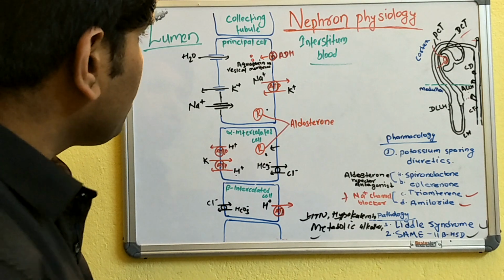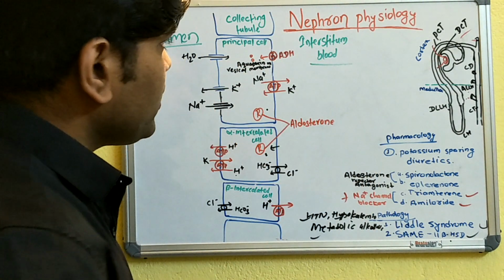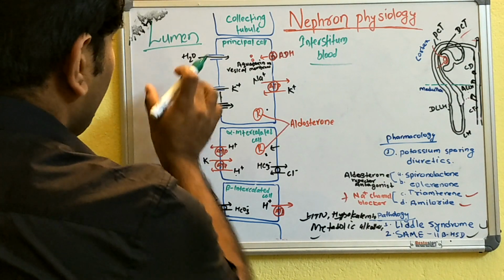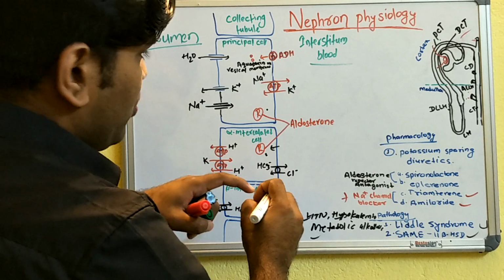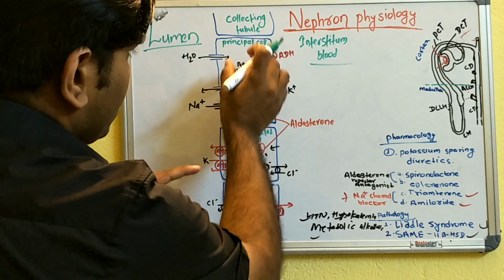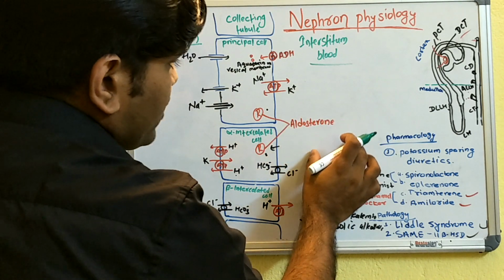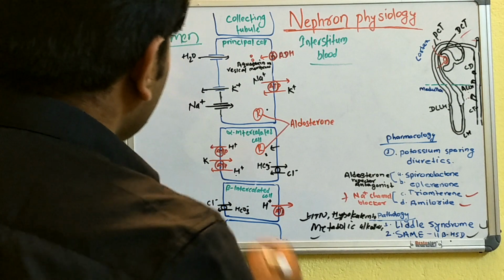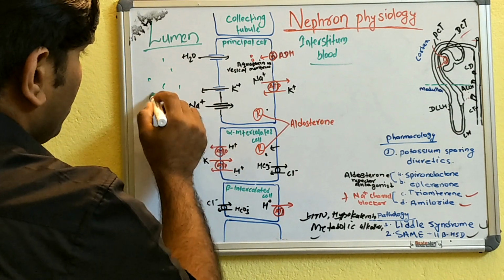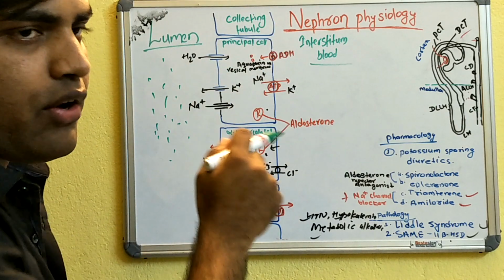Suppose now we are discussing the nephron physiology of the collecting tubules. This is your lumen where the urine is passing. This is the cell, and this side is the interstitial space and blood vessels. So the urine is passing in the lumen.